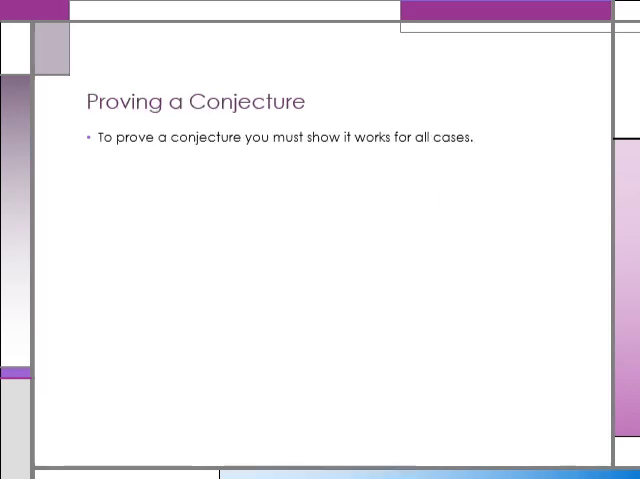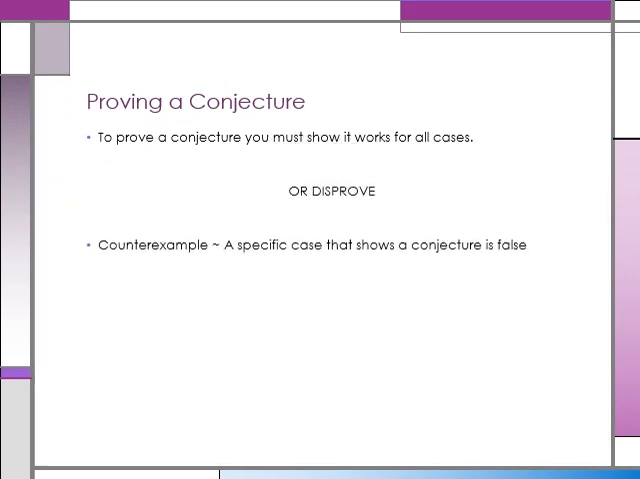So to prove a conjecture, you must show it works for all cases. That's kind of hard to do, right? That'd be a lot of proving. You would have to look at every day, and you just couldn't do it. So what you can do is disprove it by showing a counterexample. And a counterexample is just a specific case that shows that a conjecture is false.